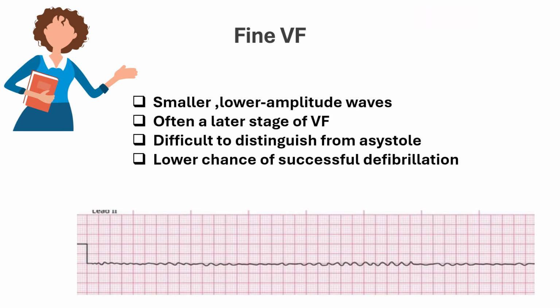The other type of VF is fine VF. As you can see here, it looks like asystole, so it's difficult to distinguish from asystole. Here the amplitude of the waves is smaller. It occurs in the later stage of VF. So there is a lower chance of successful defibrillation, and the chance of survival is less in fine VF.